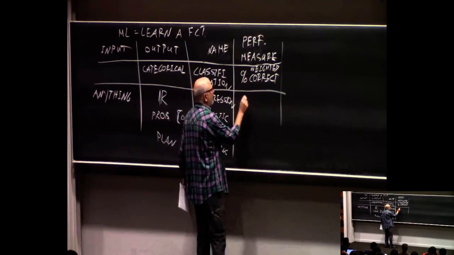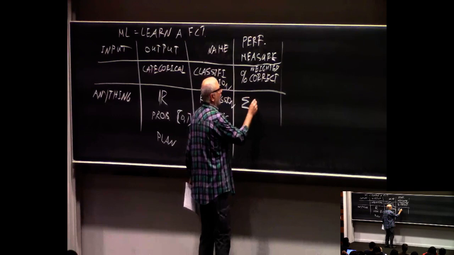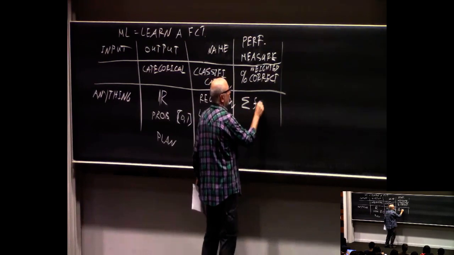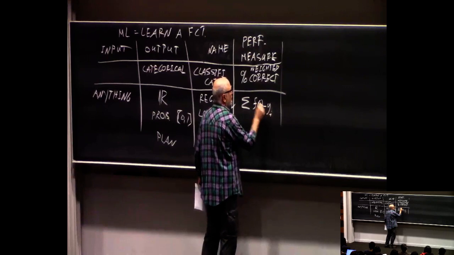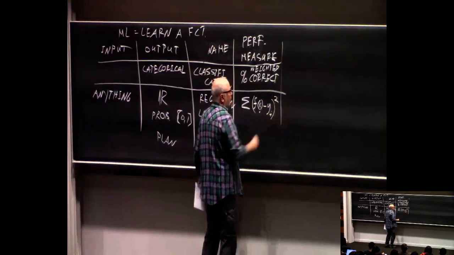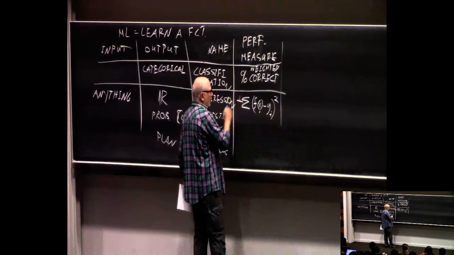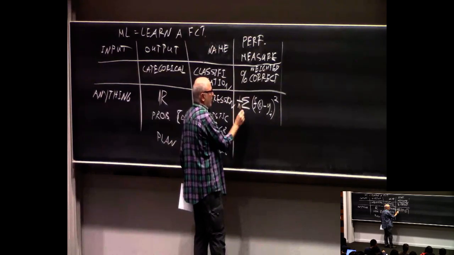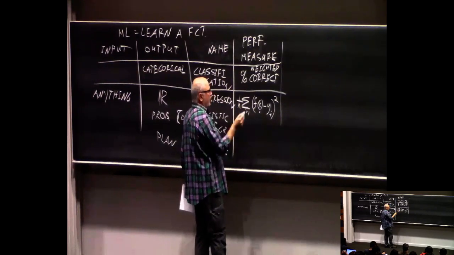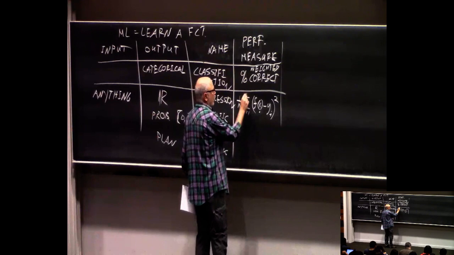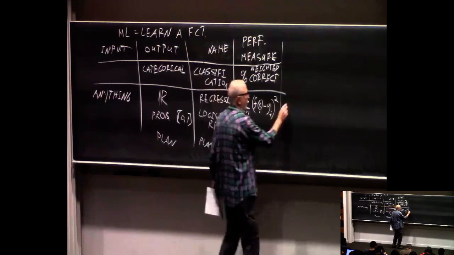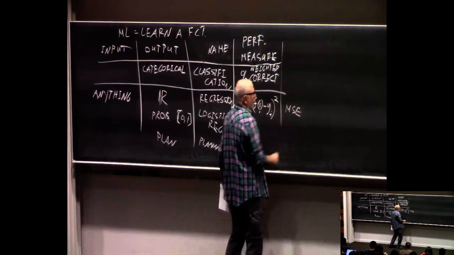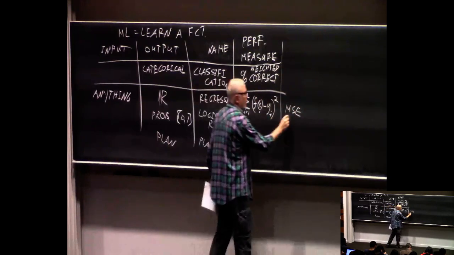So there would be the sum of the output of our function minus the true value raised to the power of 2, averaged over all possible training examples, so it's normalized across different test set sizes. And this would go by the name of mean squared error. If we forgot to do this, we'll call it sum squared error.